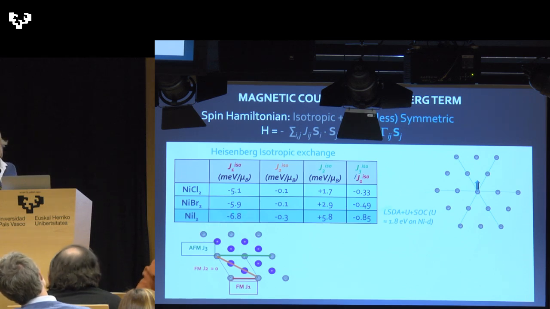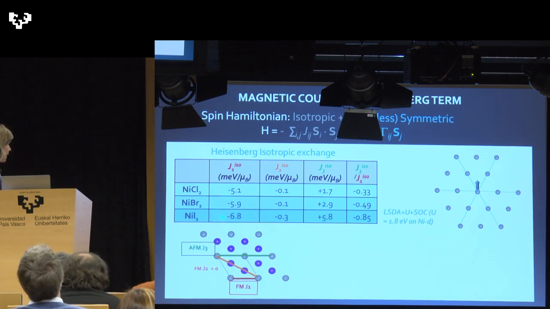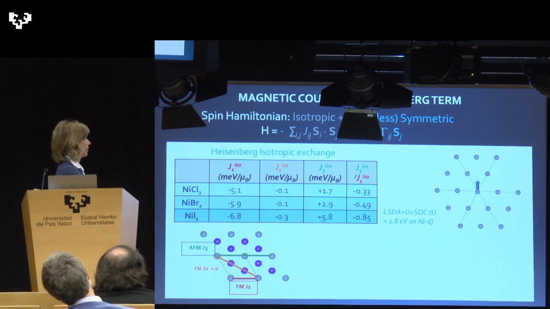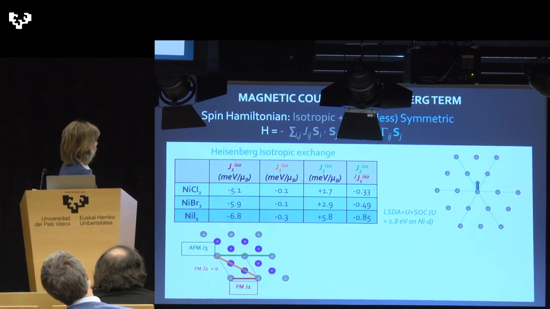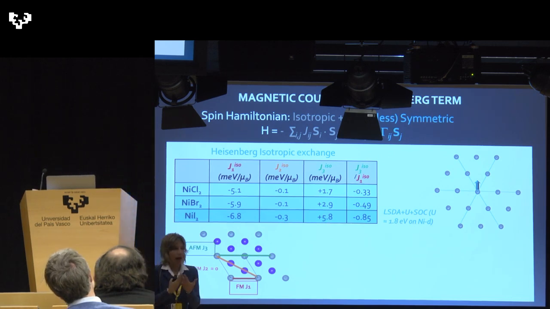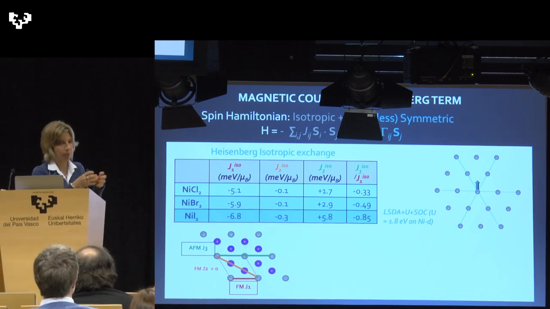So you notice minus means ferromagnetic. So nickel iodide has a very strong ferromagnetic exchange, actually stronger than chloride and bromide. Then J2 doesn't matter, really very small, but then J3 is very strong and very positive. The fact that you have chlorine with a small J3 and iodide with a large J3 is consistent with, let's say, the more ionic exchange coupling that you have in chloride compared to iodine.